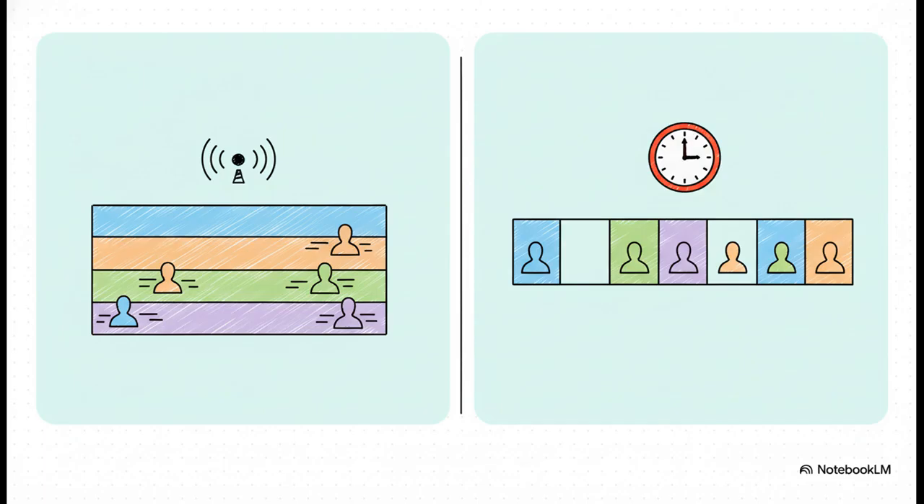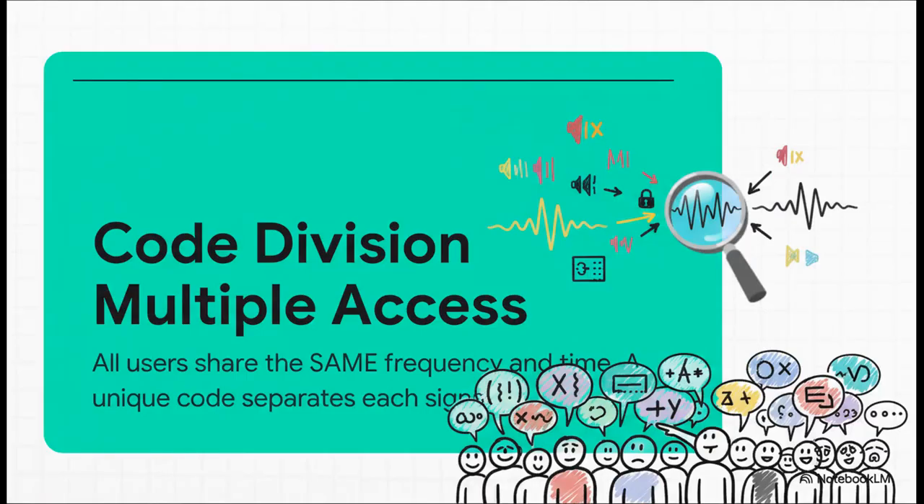Simple. Then you have TDMA, or Time Division Multiple Access. Here, everyone shares the same frequency, but they take turns using it. It's like being in a super fast conversation where each person gets a tiny time slot to speak before the next person goes. But CDMA, now this is where things get really clever.